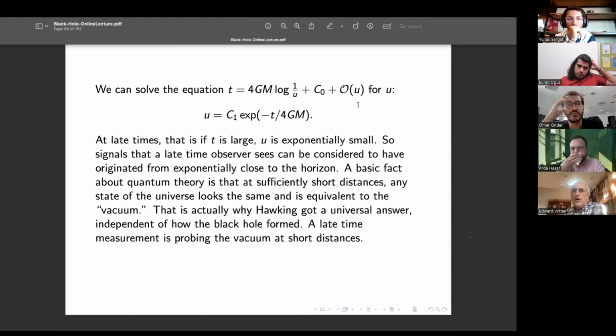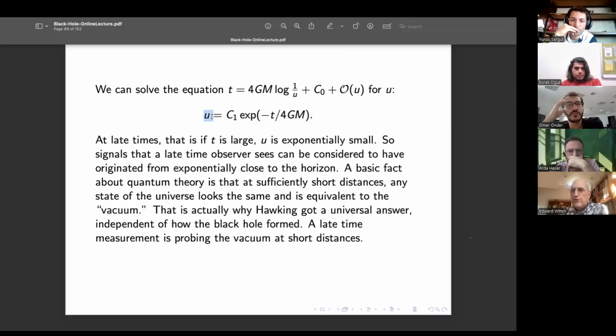Now, what is meant by late time, though? Late time just means the time is long compared to 4GM. So, for example, for a solar mass black hole, 4GM is something like tens of microseconds. I don't remember the exact amount. So, after 1 second, this exponent is something like e to the minus 100. So, whatever you observe 1 second after the formation of a solar mass black hole involves measuring the quantum fields incredibly close to the horizon, much closer than we're able to get with normal experiments.